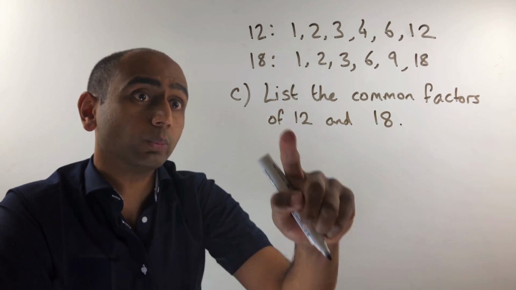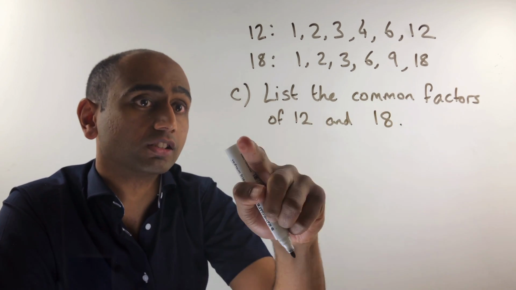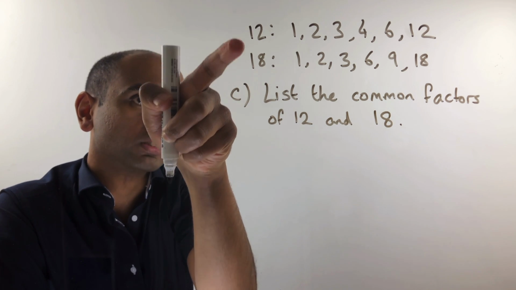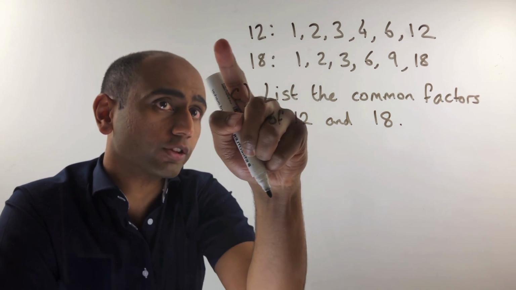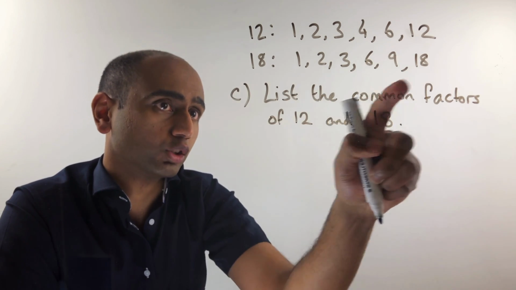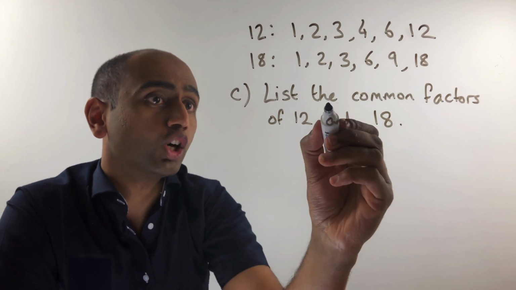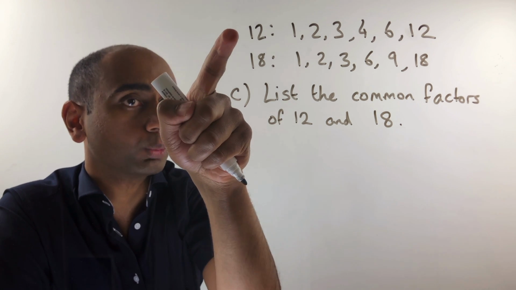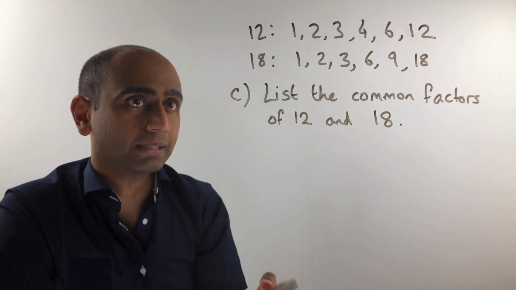In part C, we need to list the common factors of 12 and 18. Now I've listed up here the answers to the first 2 questions. We've got the factors of 12 and the factors of 18. The common factors then are numbers which are factors of 12 and 18 at the same time.